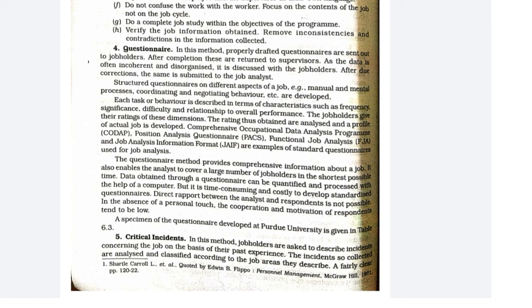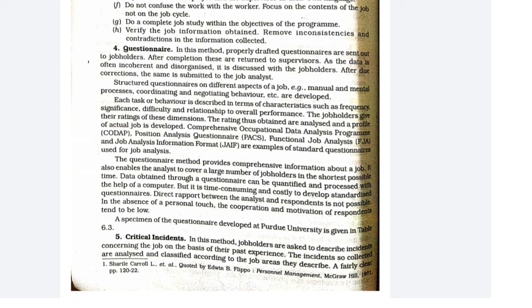Now the benefit of this method is that the questionnaire method provides comprehensive, that means detailed, information about the job. It also enables the analyst to cover a large number of job holders at a time. So if the employees are available in large numbers or it is a large organization, then this method is applicable or possible. Not only that, here one can save time by distributing the questionnaire to a bulk of people.